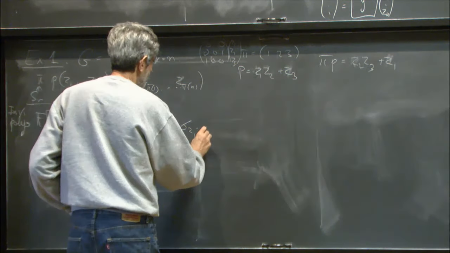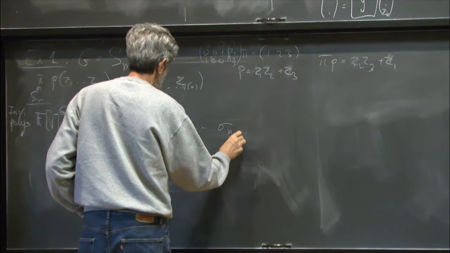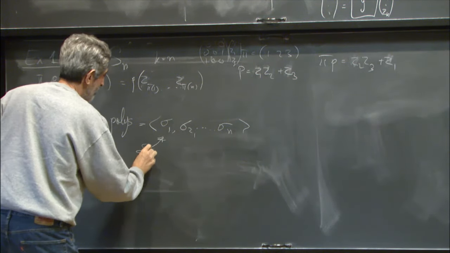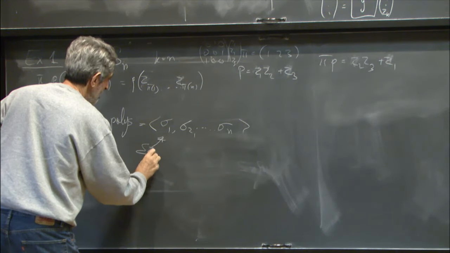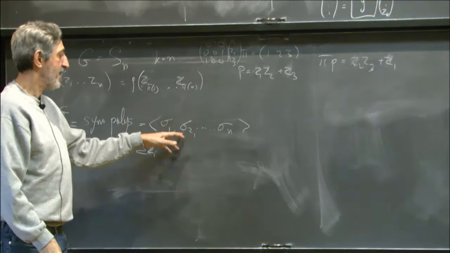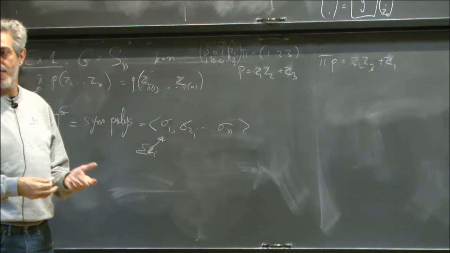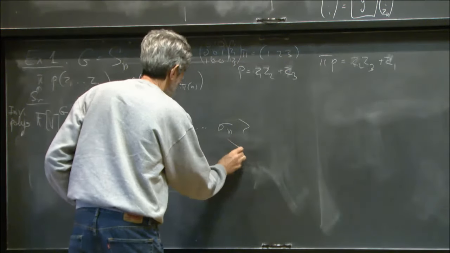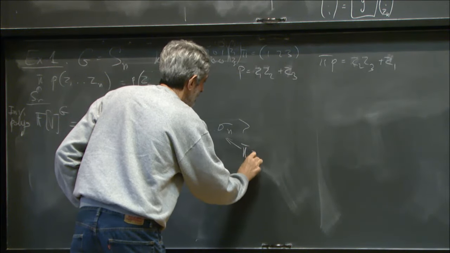So, what are these? This is the first elementary symmetric polynomial, right? The sum. The second is the sum of products of pairs. The third, the sum of products of triples, and so on. And the last one is the product.